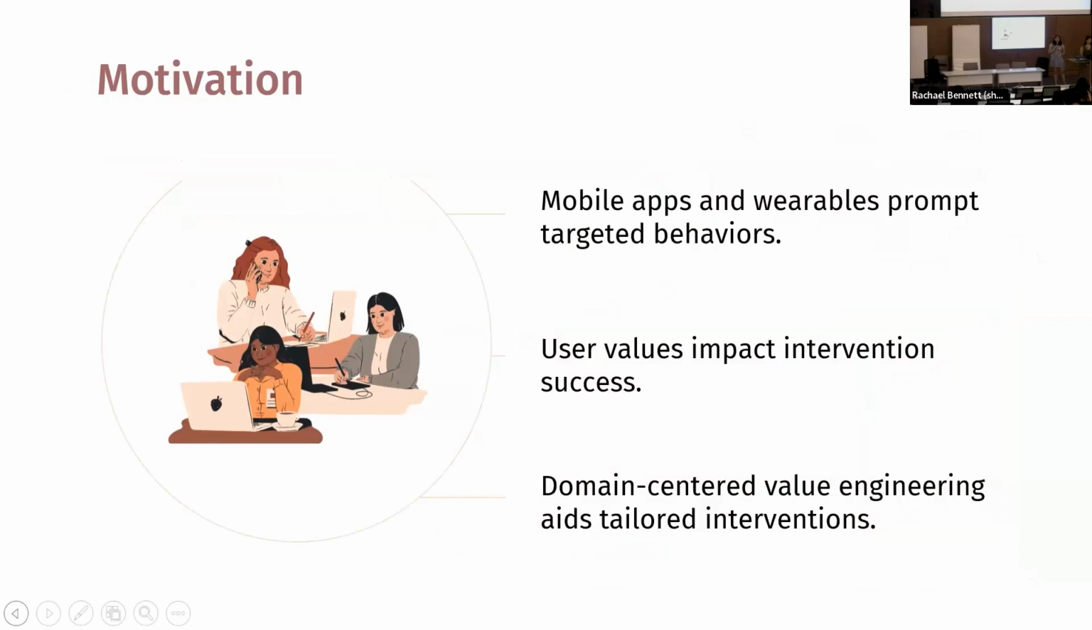This is because mobile apps and wearables, while having made recent strides in prompting targeted behaviors, don't really take into account user values and priorities. So we don't really understand what kinds of behaviors are going to work in forms of interventions. And in that way, we now aim to formulate a domain-centered value engineering that aids tailored interventions. So how can we better provide interventions to users that we know are going to work based on our understanding of user behaviors and values?